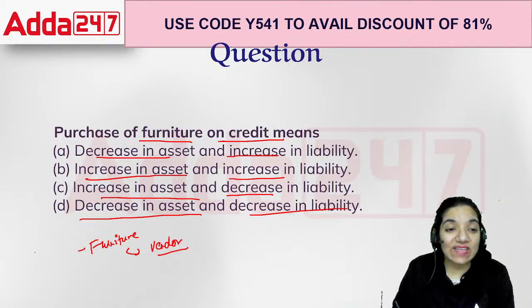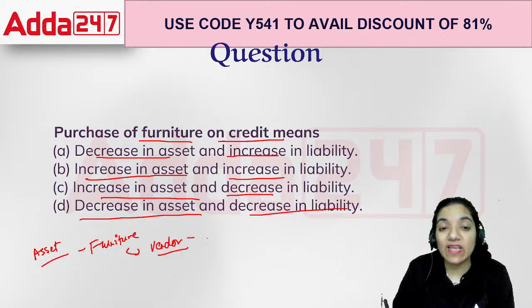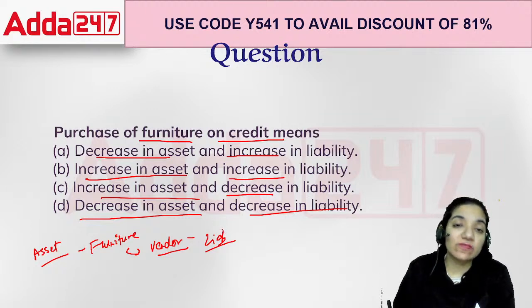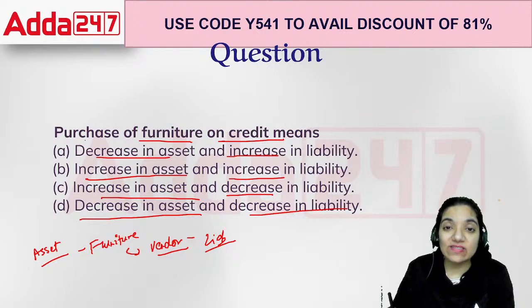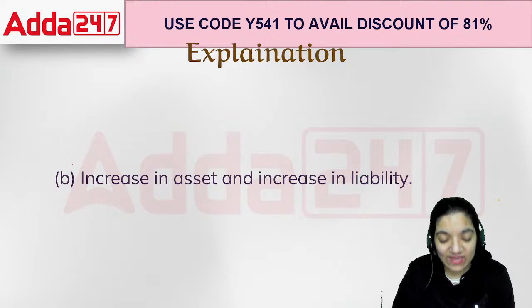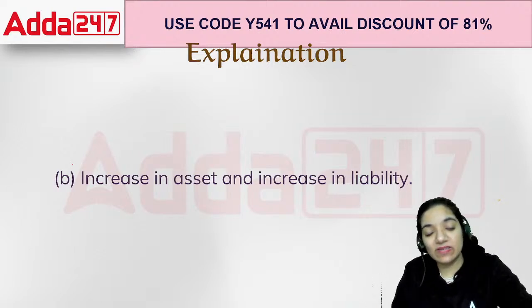That means this asset is there in my possession, but I have got a liability to deal with as well, which I'll pay after a certain period of time. So basically, in terms of purchase of furniture on credit, it would mean buying an asset, but it would also lead to an increase in liability. So the correct answer is B: increase in asset and increase in liability.